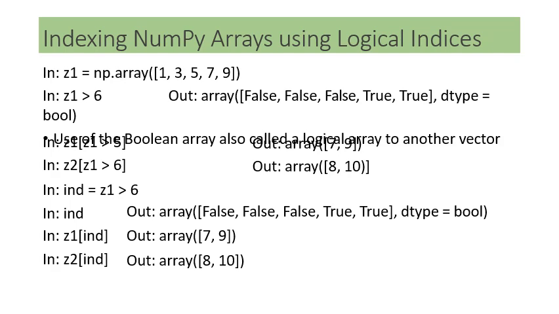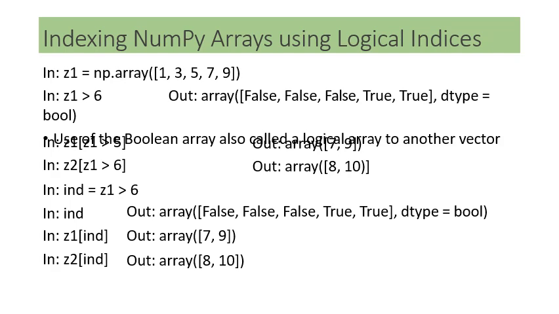We can also use logic to index a NumPy array. The input of Z1 could be np.array 1, 3, 5, 7, 9, and you can use Z1 is greater than 6. The output will be, you see, 1, 3, 5. These are less than 6, right? So it becomes false and false. And then the 7 and 9, which become true, which is greater than 6, right? So this is a Boolean type of information, yeah.